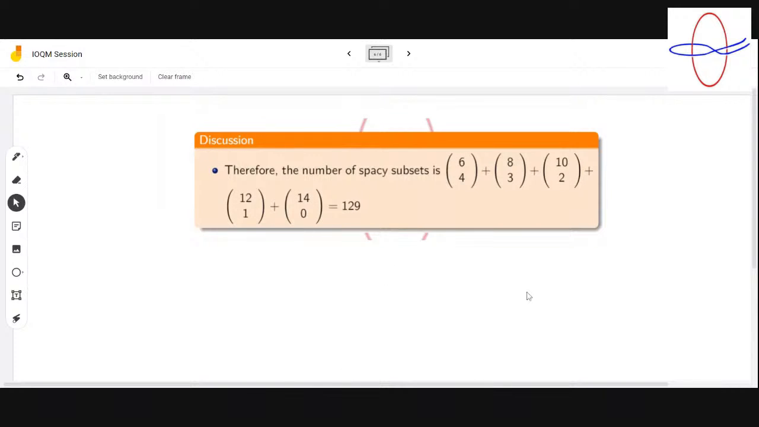So therefore, the number of spacey subsets is 6 choose 4 plus 8 choose 3 plus 10 choose 2. So what will the general term be? Try to understand what's happening: 6 choose 4, 8 choose 3, 10 choose 2, 12 choose 1, and 14 choose 0. So how is it really happening? Sort of going from 6, 8, 10 to 12, the even numbers. Why the even numbers? Is there any beautiful stuff out of here?